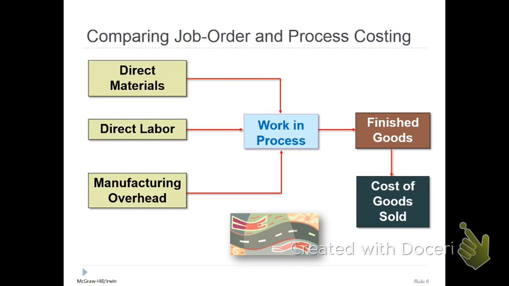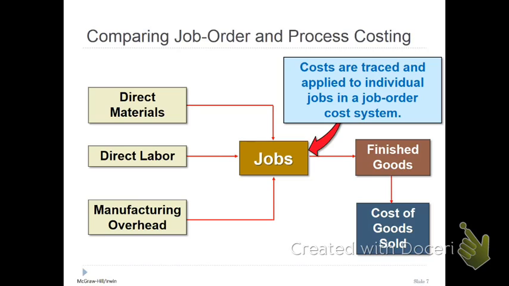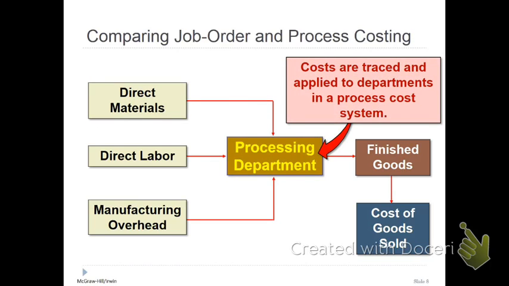Now, we're still going to have direct materials, direct labor, and manufacturing overhead going to work in process, going to finished goods, and going to cost of goods sold. But the difference is that in the last chapter, everything went to the job, the job number. In law firms, it's often by the client name, what have you. So in the last chapter where it went by jobs, now it's going to go to the processing department. Costs are going to be assigned to a particular processing department, not to a particular job.